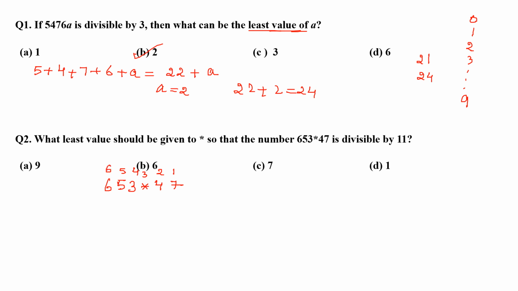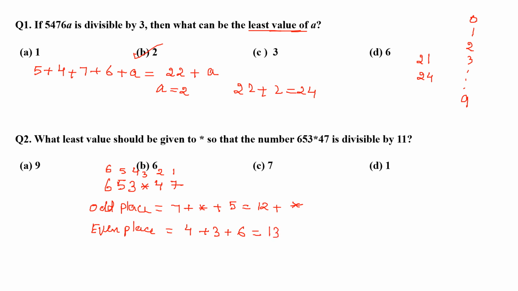Now add the digits which are in the odd place, right? So in the odd place, if I add the digits, I will get 7 plus this star mark plus 5, and 7 plus 5 is 12. 12 plus this missing value. Next you have to find the sum of the digits in the even place. Now in the even place the numbers are 4, 3 and 6. So 6 plus 4 is 10, 10 plus 3 is 13.